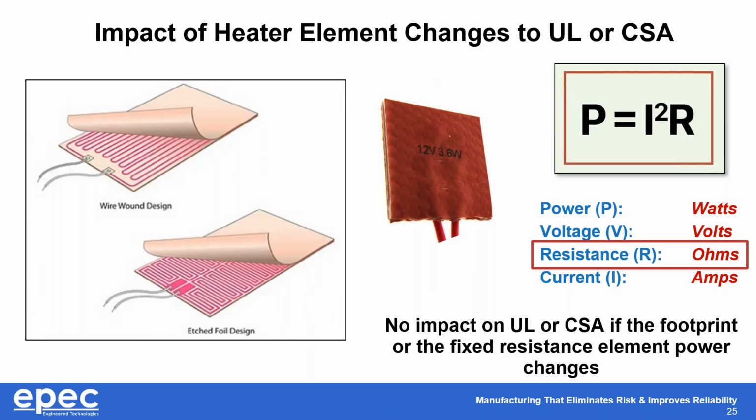As I said, changing the heating element does not necessarily change the UL or CSA. And this is true for both our etched foil designs as well as our wire wound designs. Both of these use existing heating element materials that are listed, and all you're doing is changing their overall length and effective cross-section. According to Ohm's law, as long as all we're changing is the fixed resistance, these designs can all fall within the same UL specification.